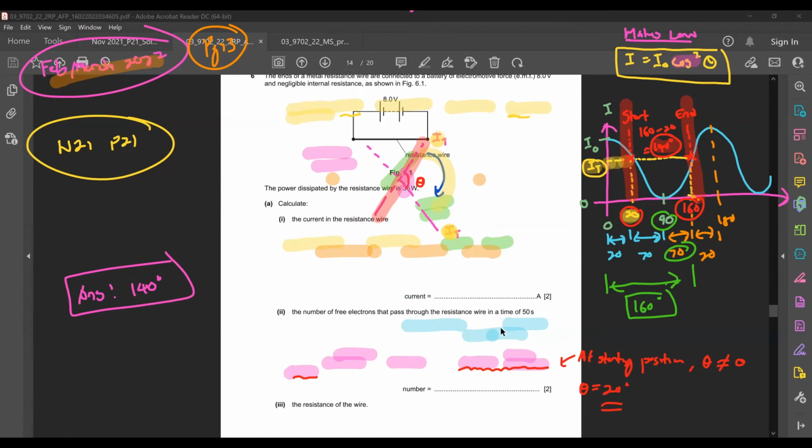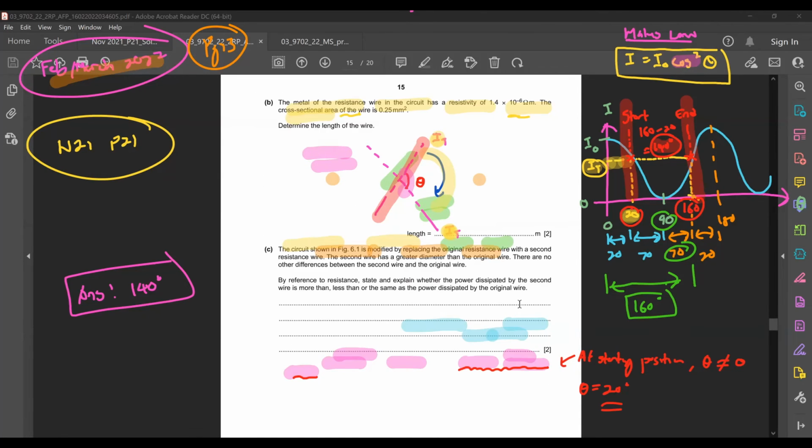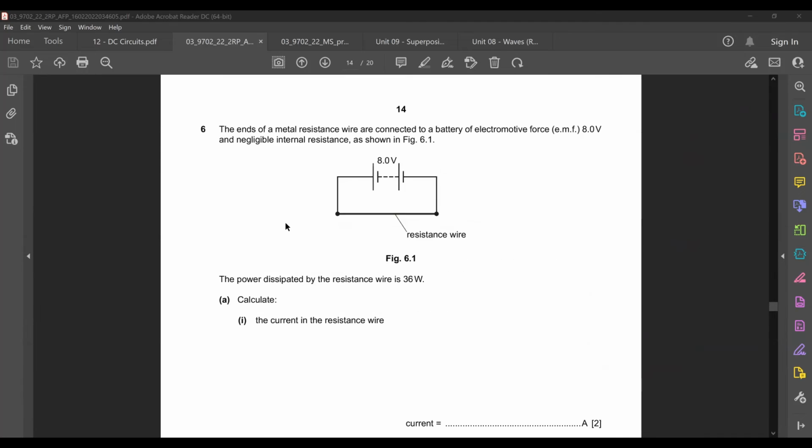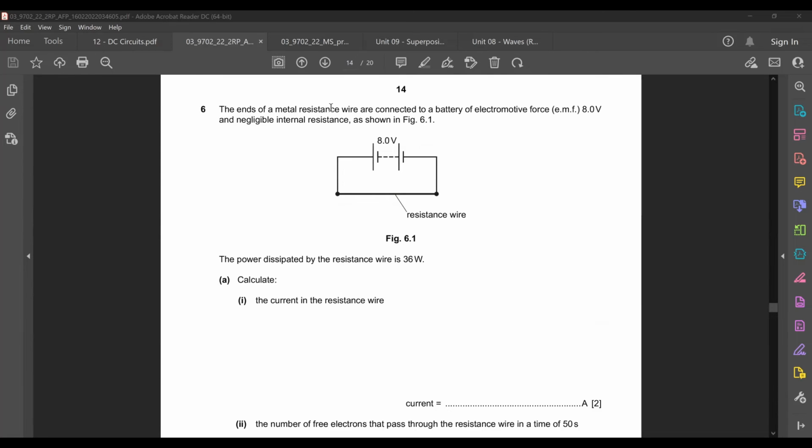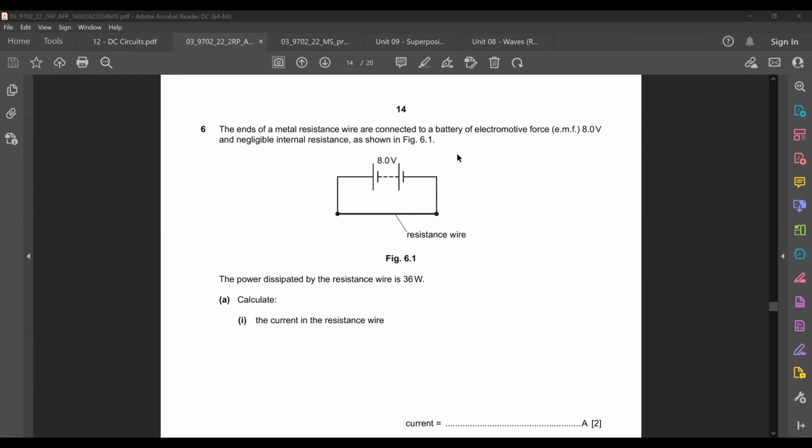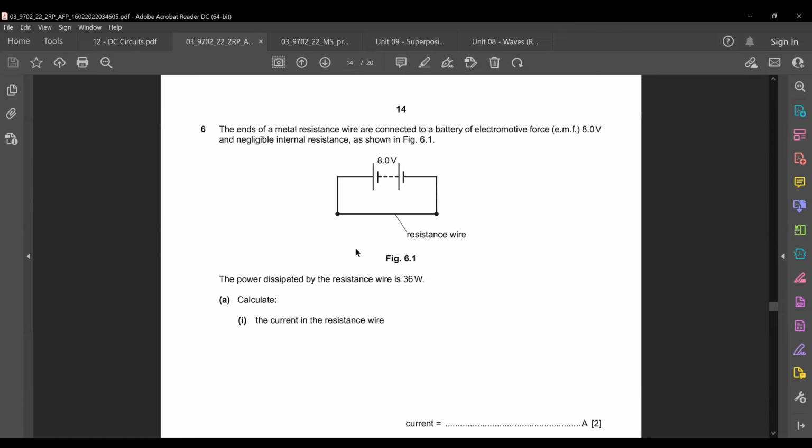Okay, so this one should be okay. Just look at question 6, the next one. They tell you the ends of a metal resistance wire are connected to a battery of EMF 8 volts and negligible internal resistance, as shown in figure 6.1. The power dissipated by the resistance wire is 36 watts. Find out the current in the resistance wire.